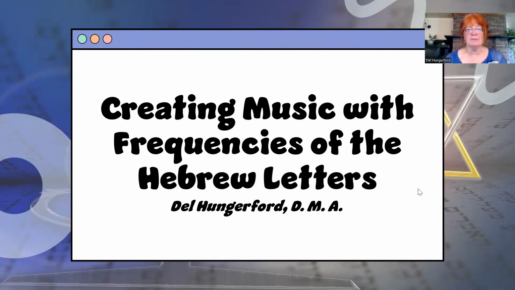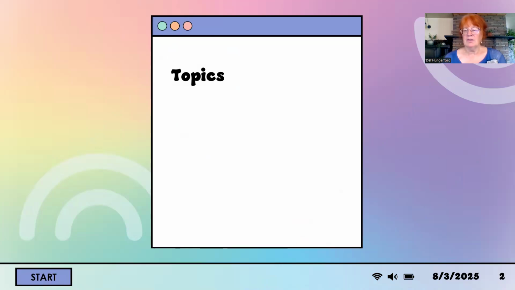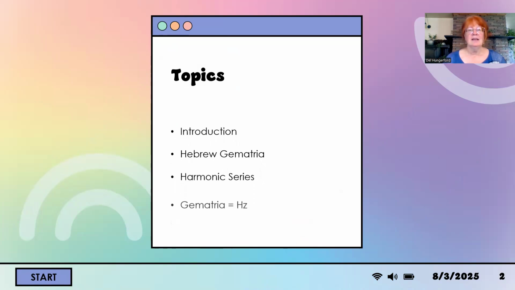Okay, here goes. So the topics we're going to go through are going to give you an introduction of what this is all about. Then we're going to talk a little bit about the Hebrew Gematria, which is the numbering system for the Hebrew letters. Then the musical harmonic series, because the two are connected. And then we're going to compare Gematria with the Hertz, which those are musical frequencies, by the way. And then showing you how to create your own music.